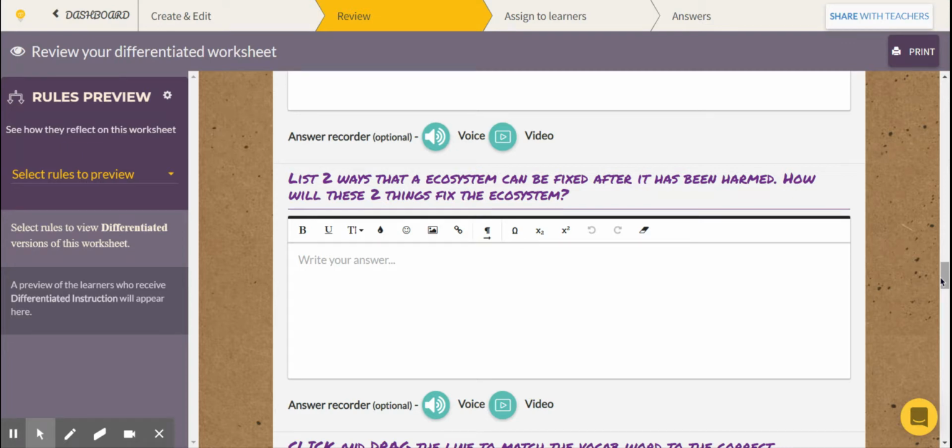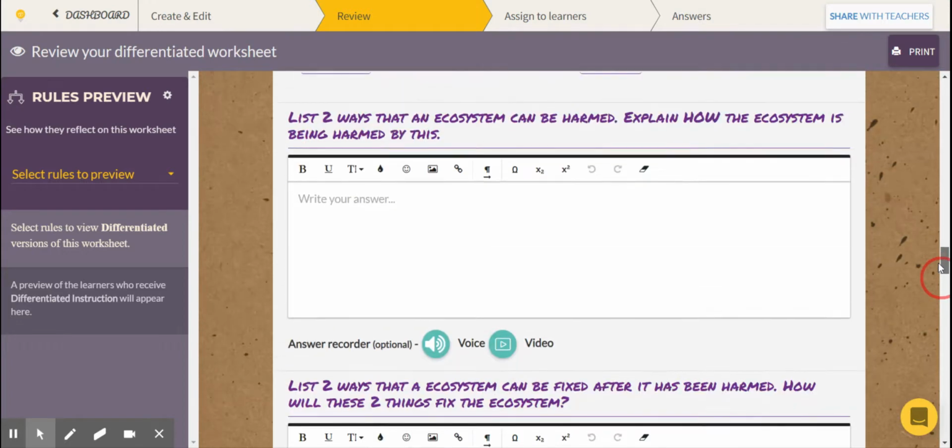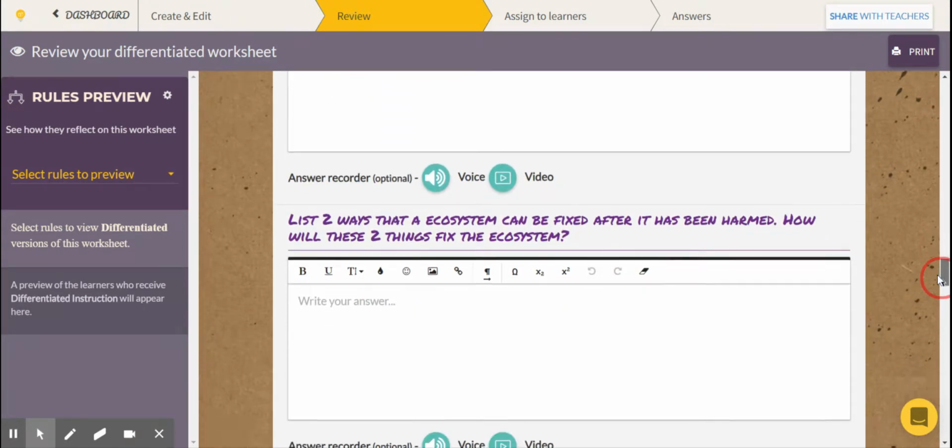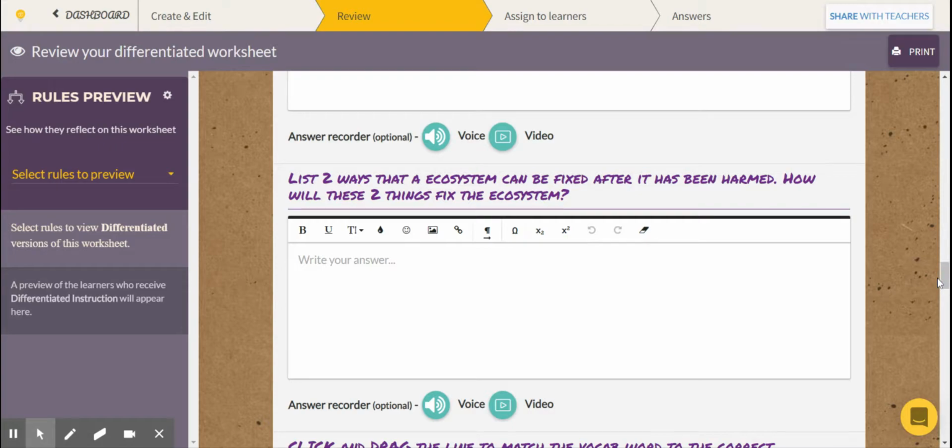Then the question below is asking you, okay, these ecosystems are just harmed. How can they be fixed? What are 2 ways that an ecosystem can be fixed after whatever you mentioned above has harmed it? How will these 2 things fix the ecosystem?